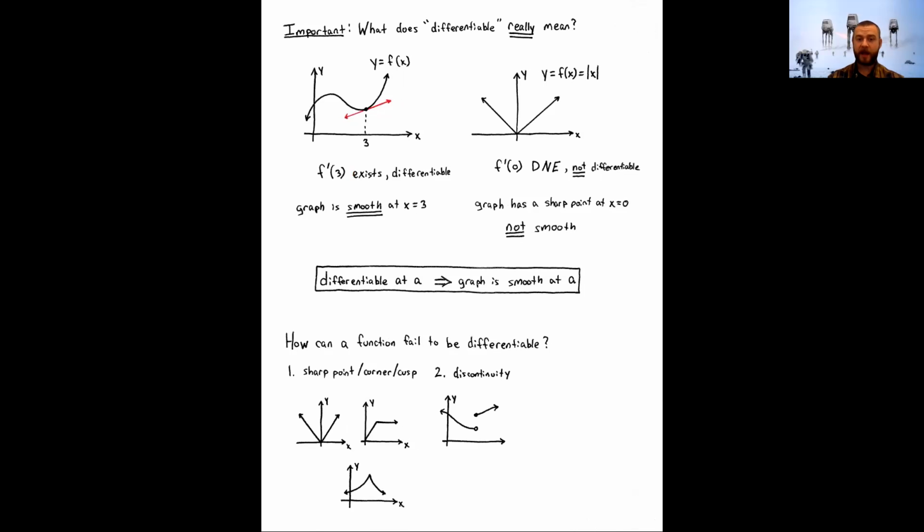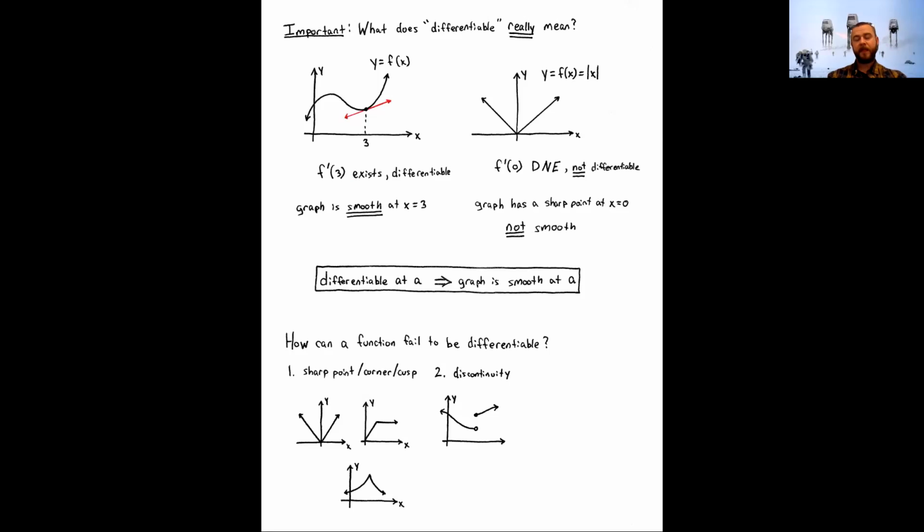All right, there's a second way, which we'll get into in detail momentarily. A function will fail to be differentiable at a discontinuity. So just to draw one example, here is a graph of a function with a jump discontinuity. This function would also not be differentiable at that point where the jump discontinuity is. All right, so we're starting to see there might be a connection between differentiability and continuity. We'll get into that next.